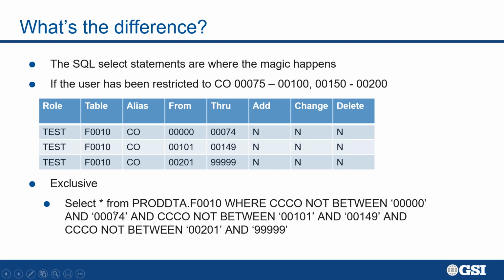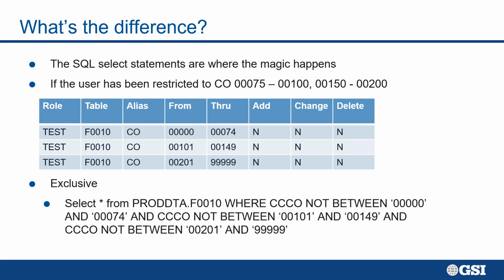In exclusive mode, your SQL statements would look like this. You would have the prod DTA F0010, where CCCO not between 0 and 74, again, your first line of security up there, and not between 101 and 149, and not between 201 and 99999. So you can see the SQL statement's a bit long. There's a lot that you're telling it to chew through.